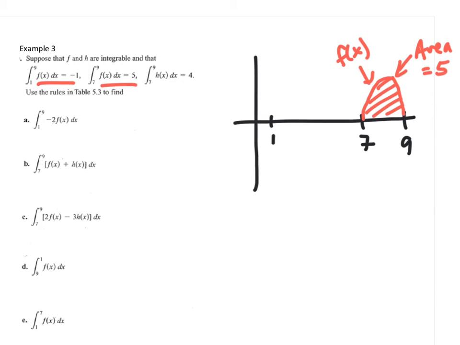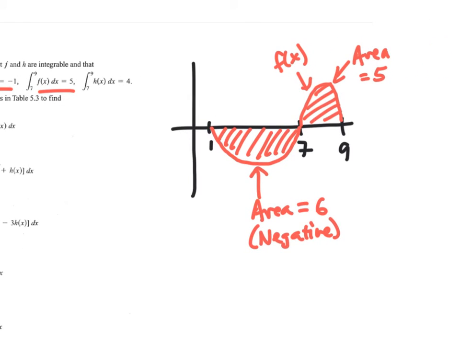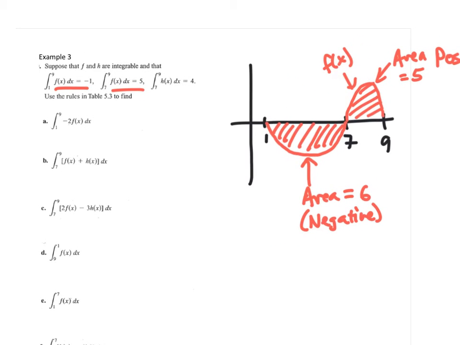Okay? But because that's negative, that means my function has to be below the x-axis. Okay? And I'm going to color that in with red. And I'm going to say that this area is equal to 6. But this area is negative because it's below the x-axis. And this area is positive. Okay? So that's the idea. All right? We need to be able to draw these functions given what we're given with these integrals.